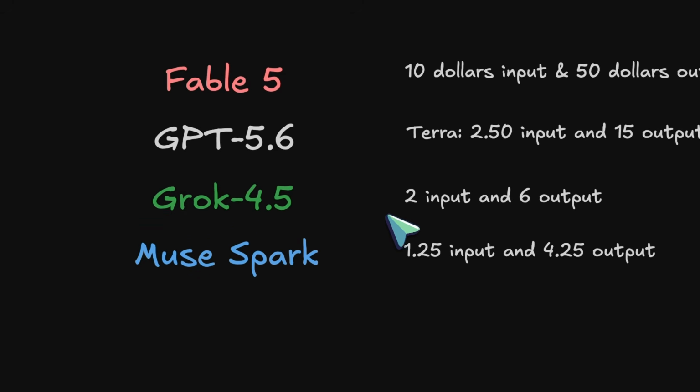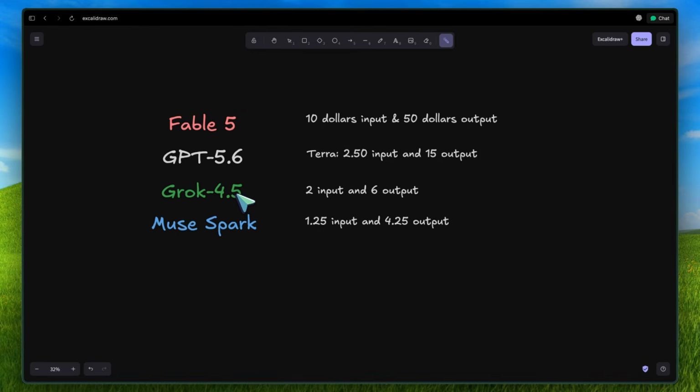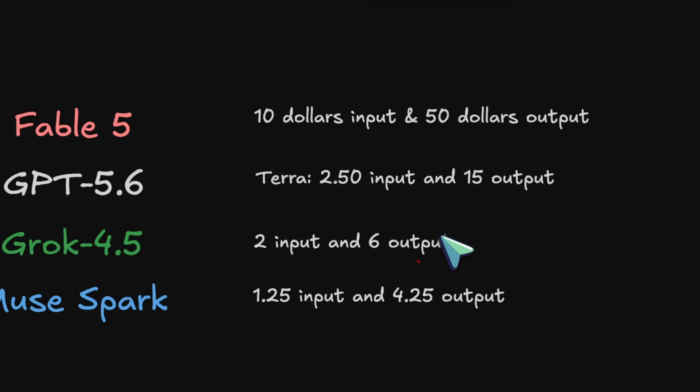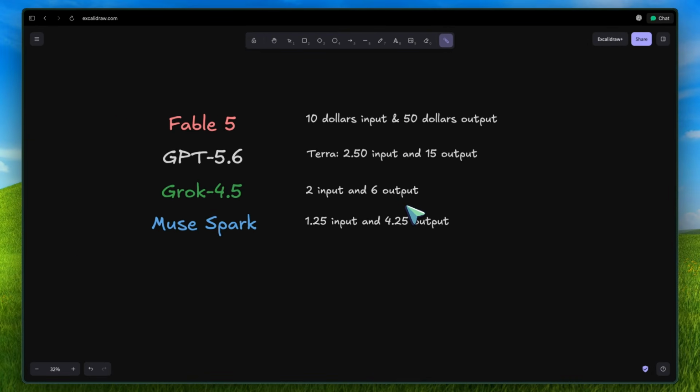It is $2 input and $6 output, and the token efficiency is the real story. On the coding evals, Fable burns around 7 million tokens per task, while Grok gets the same work done with around 2 million. That works out to around 31 cents per task versus around $2.75 for Fable. So, for the grindy implementation work, Grok is really hard to argue with.